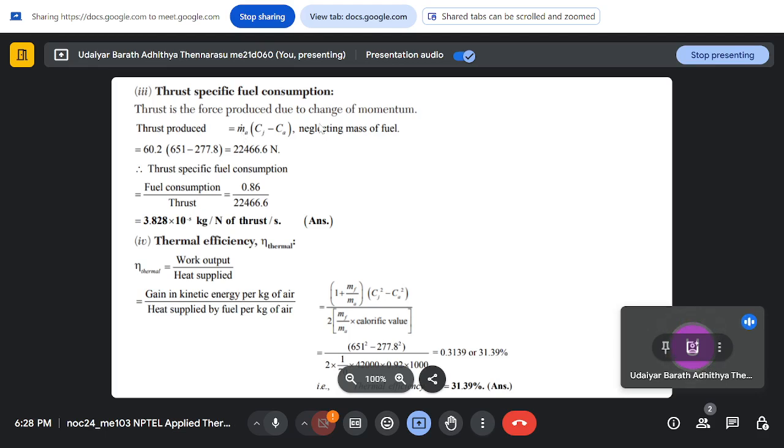So the mass flow rate, which I know, is 60.2, into my outlet velocity of the jet, which I have found out, is 651, and inlet is the aircraft velocity, so minus 277.8. So this comes out to be 22466.6 Newton, or close to 22.5 kilonewton. So thrust specific fuel consumption: I know fuel consumption is 0.86, so divide by thrust, which is 22466.6. It comes out to be 3.828 times 10 power minus 5 kg per newton of thrust per second.